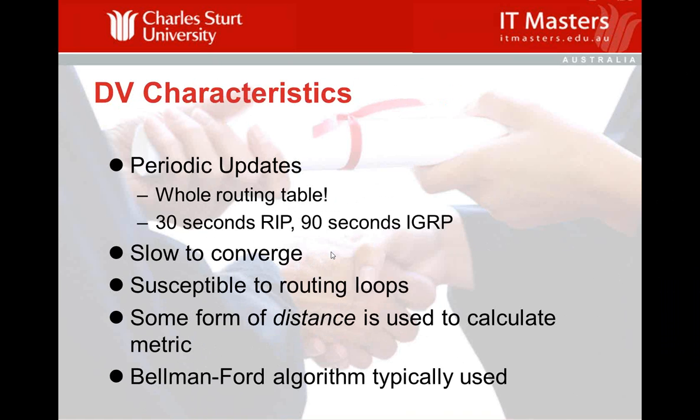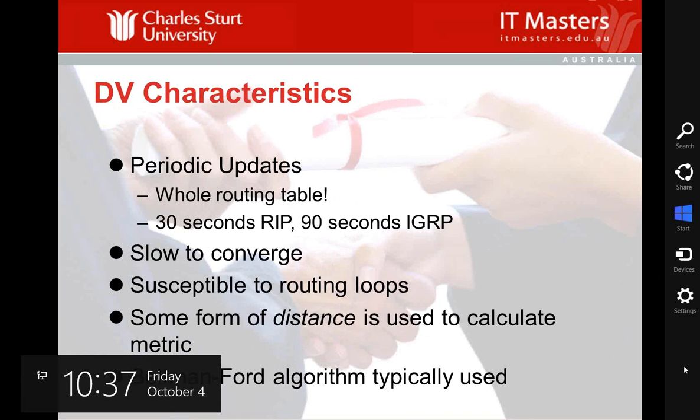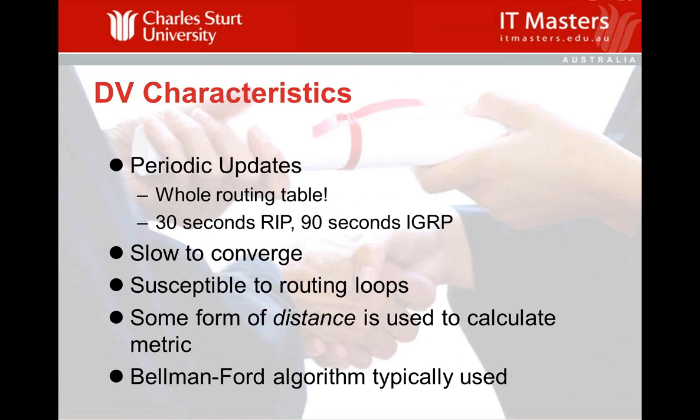Okay, getting back to the characteristics. Distance vector protocols are also slow to converge. The reason they're slow to converge is that they have this concept of hold timers and dead timers. What that basically means is that every 30 seconds, in the case of RIP, your router will send out an update.